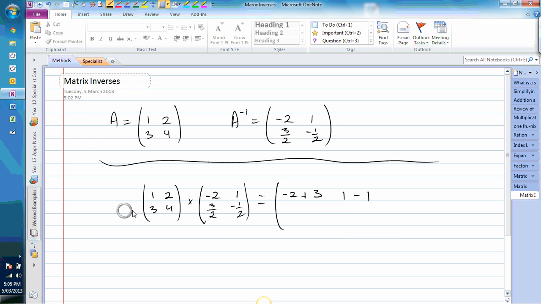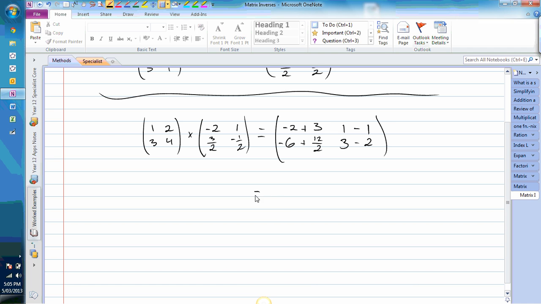Third element is first row, first column. 3 times negative 2 is negative 6. 4 times 3 on 2 is going to be, 4 3s are 12, 12 on 2. And finally the bottom right element, second row, second column. 3 times 1 is 3. 4 times negative a half is negative 2.